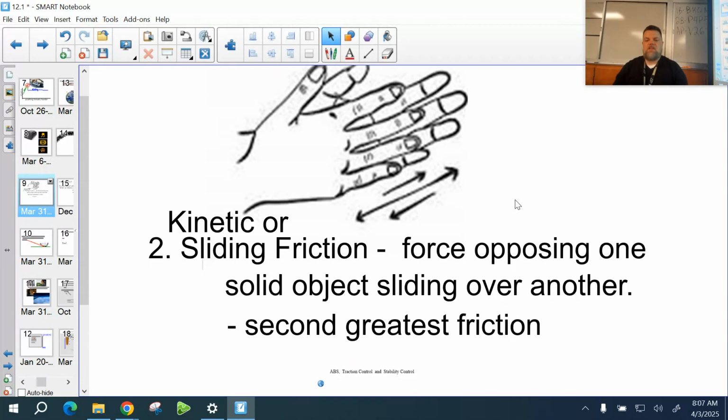Now, kinetic friction, that's sliding friction. That's a force opposing one solid object sliding over another. So it's technically called kinetic friction. Sometimes it's referred to as sliding. So if you take your hands, when you're done writing down the stuff, take your hands and rub them together. And you'll feel the friction between them, but also your hands will get warm. So kinetic or sliding friction is the second greatest friction. So static is always the highest. Next is sliding or kinetic.